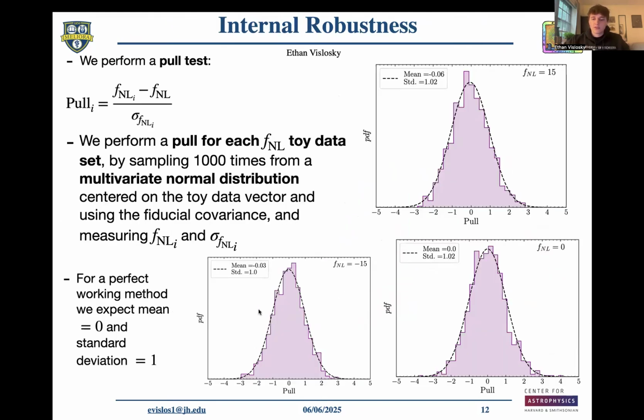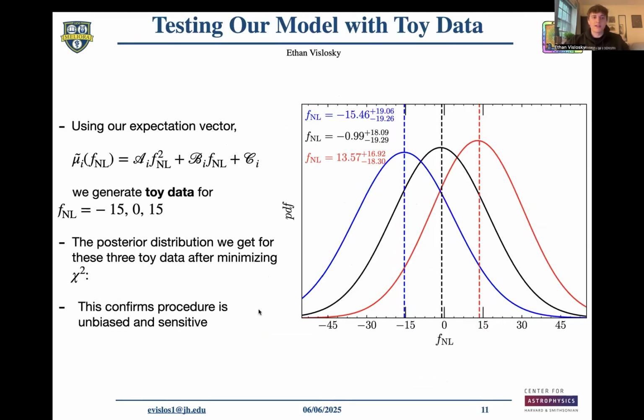So the first test we do is on toy model data. Using our expectation vector, this mu tilde, we generate toy data for FNL equals -15, 0, and 15. And we get posterior distributions by minimizing the chi-squared for these three toy data sets. This is just a sanity check. It shows on the right here that we're able to recover the values of FNL that we seeded our model with pretty well, and that we get a relatively unbiased and sensitive result.